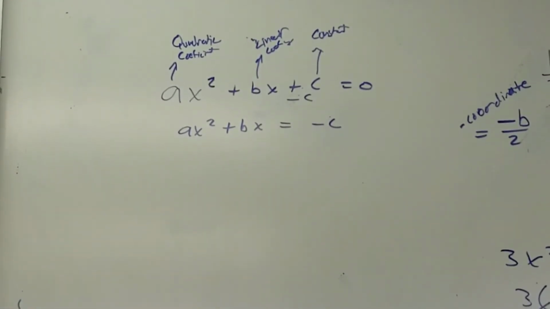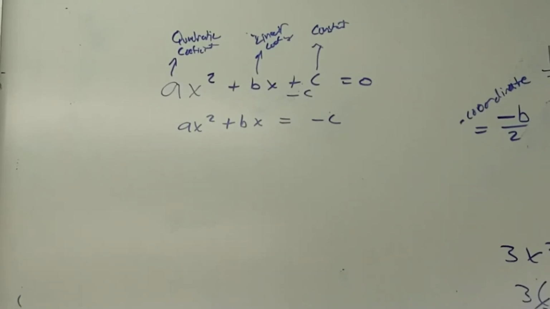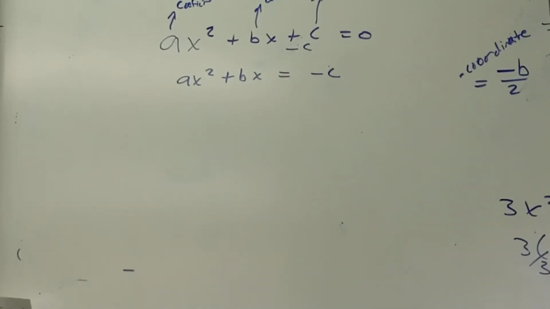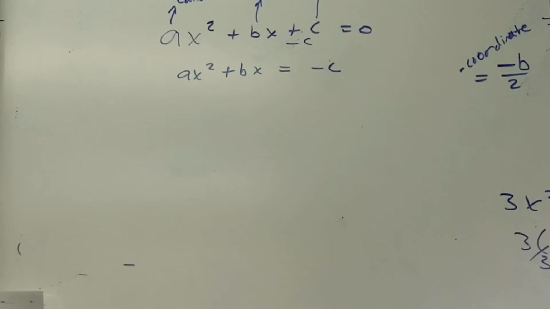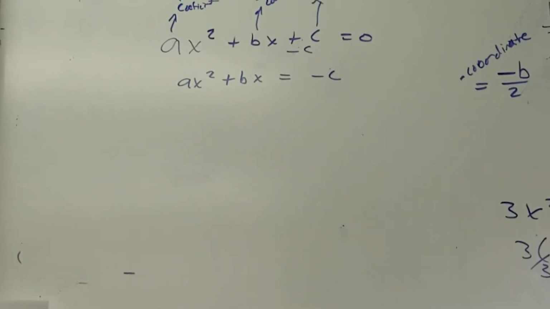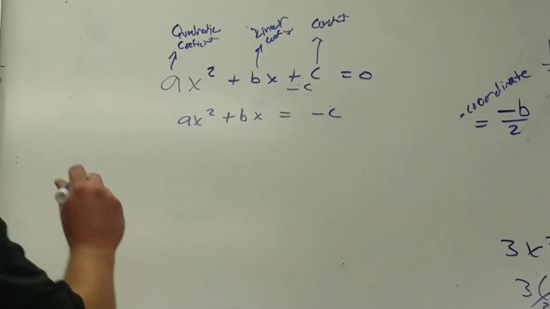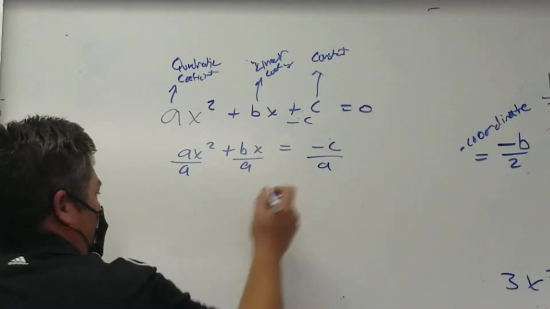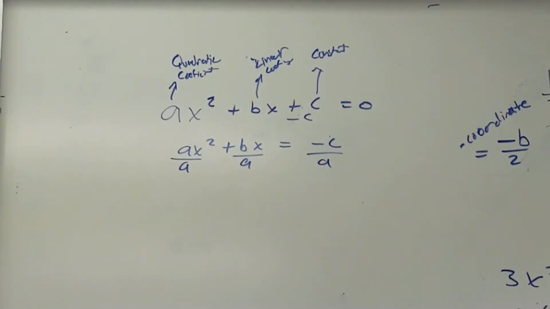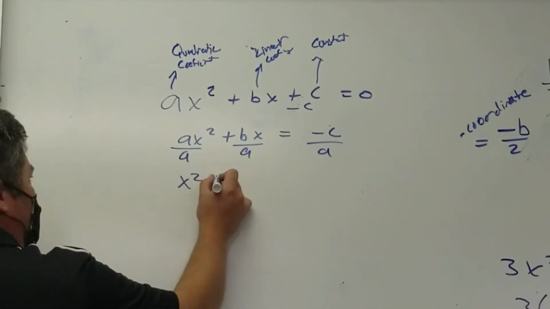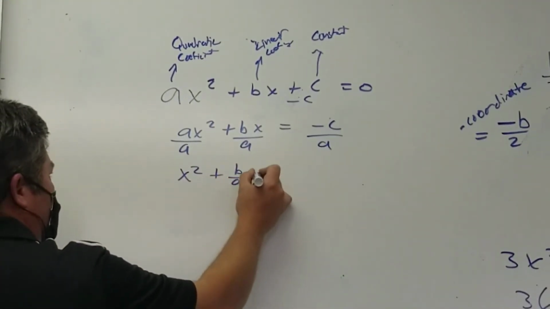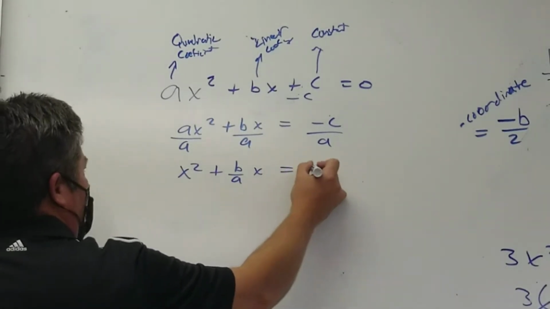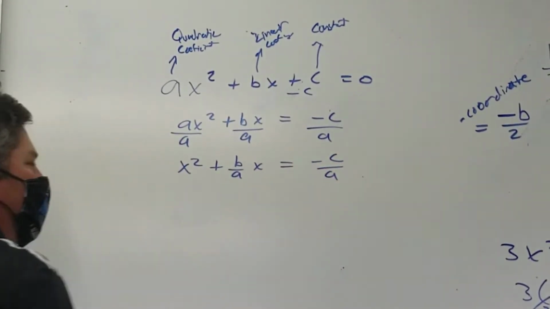I can't complete the square with a coefficient on the square, on the quadratic term. How do I get rid of that a in front of the quadratic term? Divide by a. I'm going to do that to every term. Divide by a. Everybody with me so far? Okay. I have x squared plus b over a x equals negative c over a.